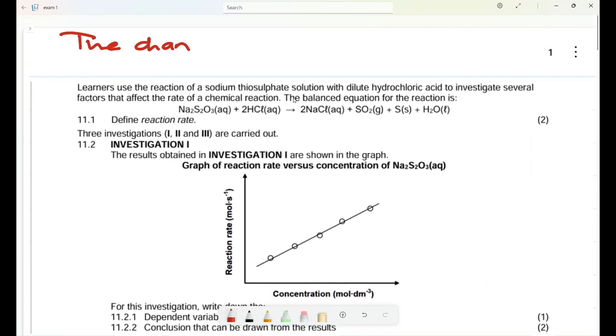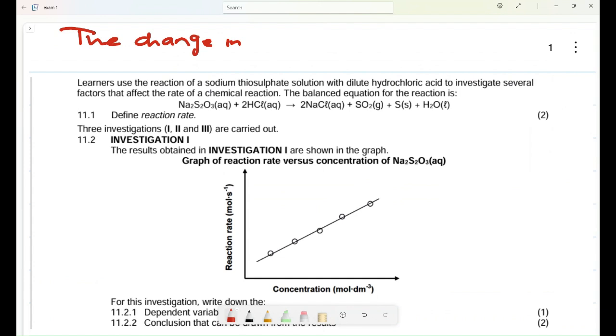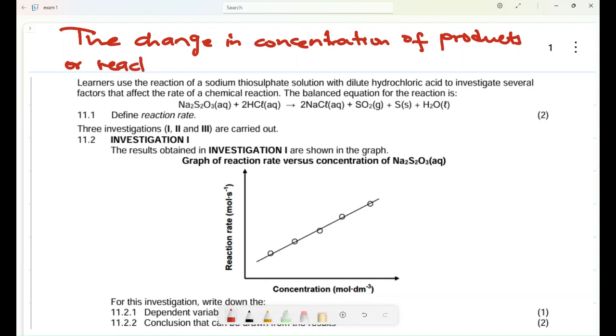The change in concentration of products or reactants per unit time. Very important: the change in concentration of products or reactants per unit time. Can you see now? If you miss per unit time, you get zero. I'm telling you, I'm not asking you. Know your definition by heart.